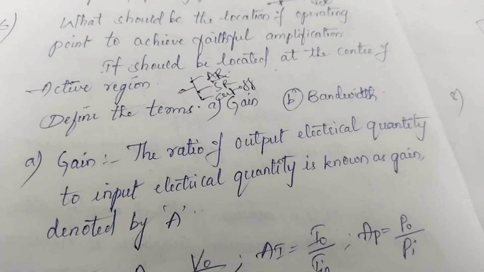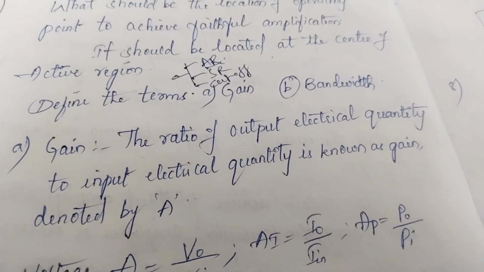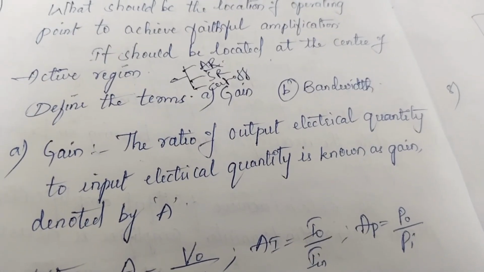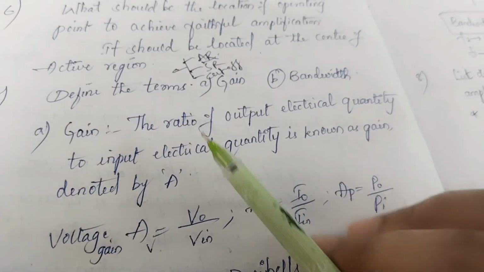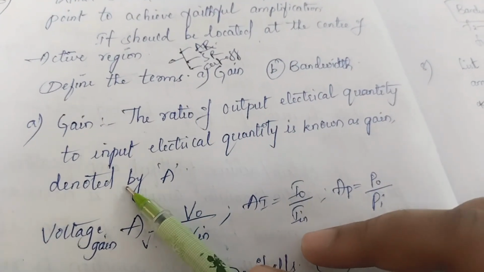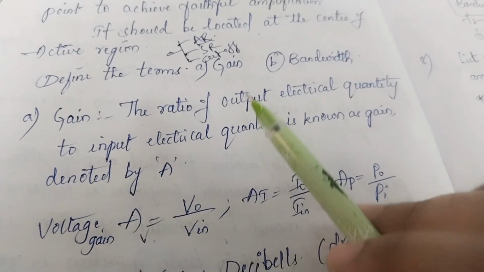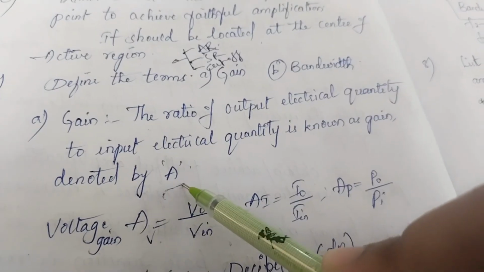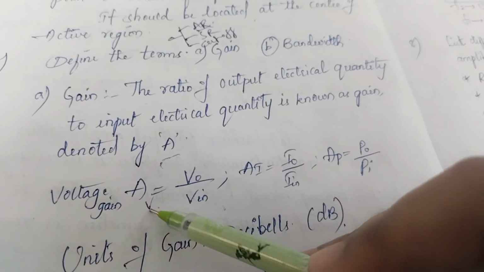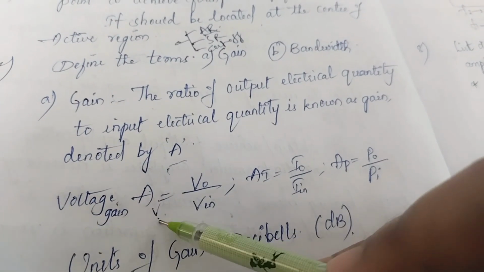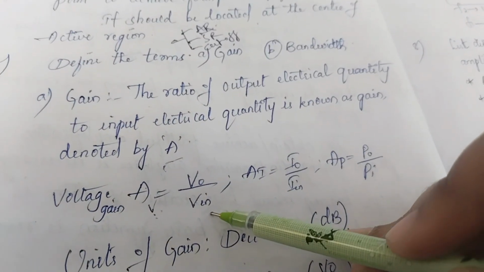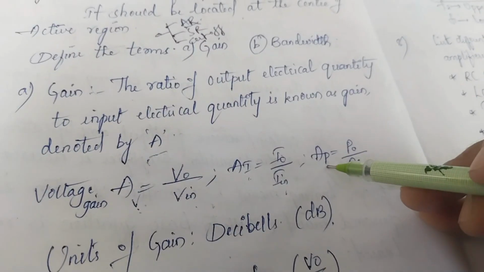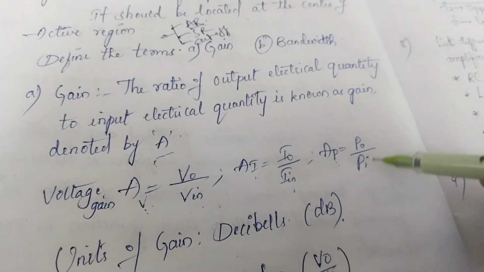And the next definitions we have, define the terms gain and bandwidth. So usually gain refers to output by input. So it is defined as ratio of output electrical quantity to the input electrical quantity, denoted by letter A. So if it is a voltage gain, it is designated as AV equals V0 by Vin. If it is current gain, AI equals I0 by Iin. Power gain, AP equals output power by input power.